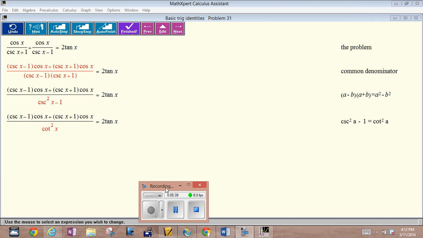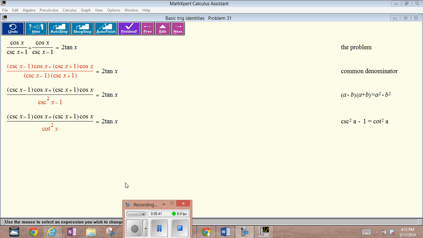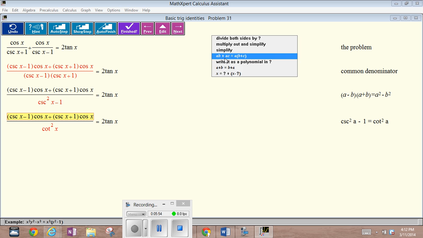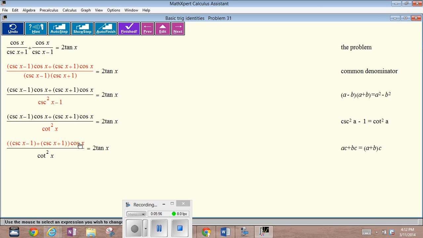Okay, we're back. Now, exploring this problem, what we need to recognize is that we have a common factor upstairs. The common factor is cosine x. So we're going to pull out that common factor. This is just pulling out the common factor, and it's common to cosecant x minus 1 plus cosecant x plus 1. Obviously, within here, these things can be tidied up.